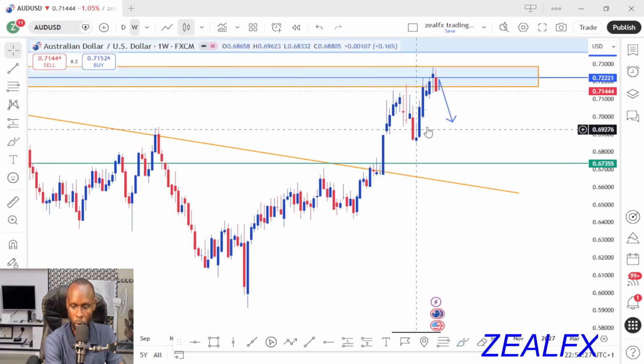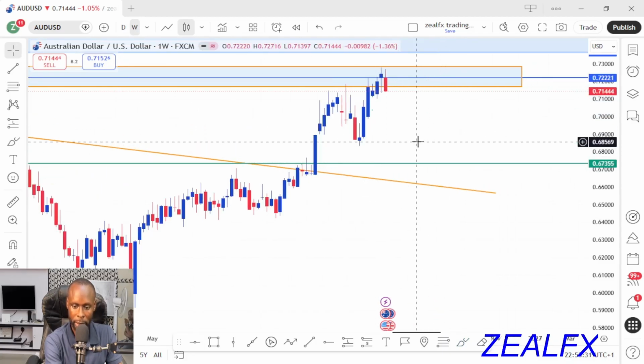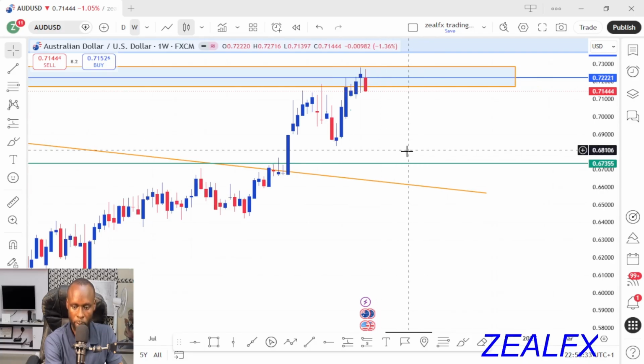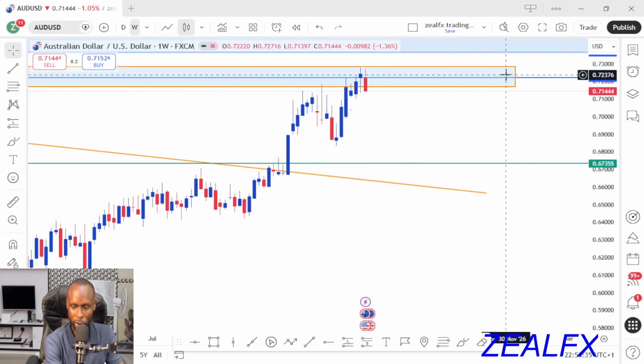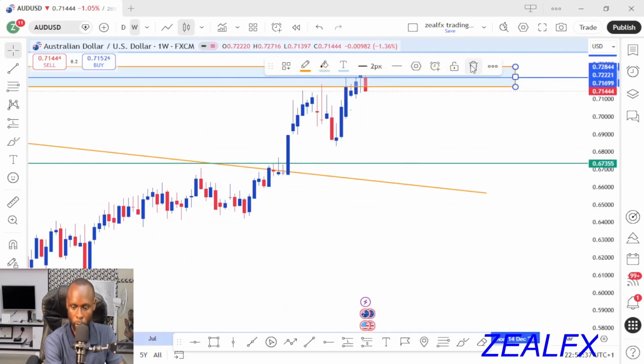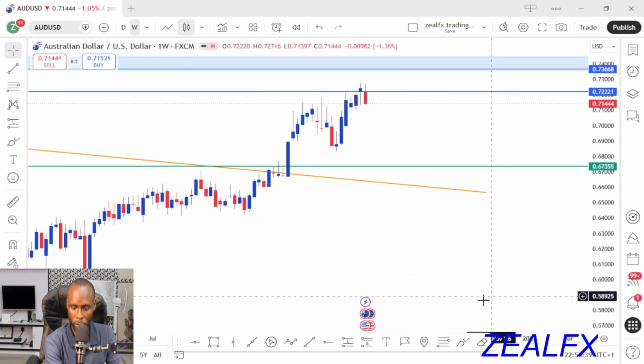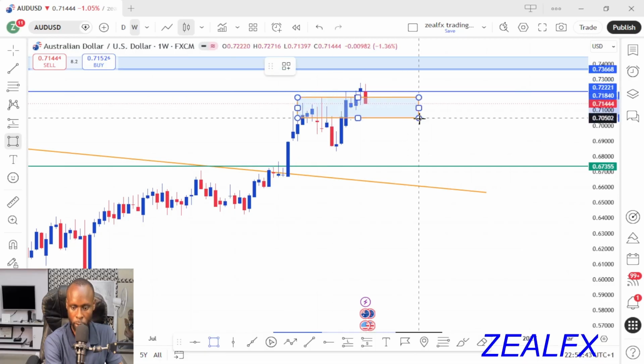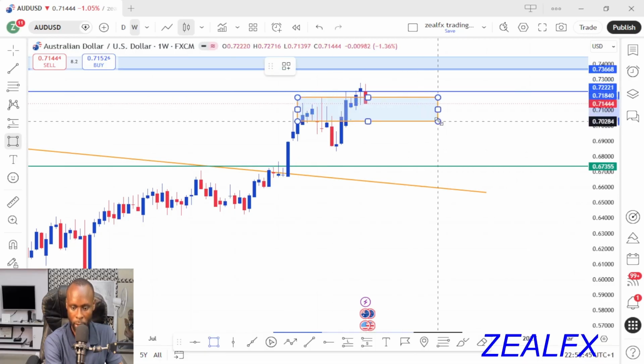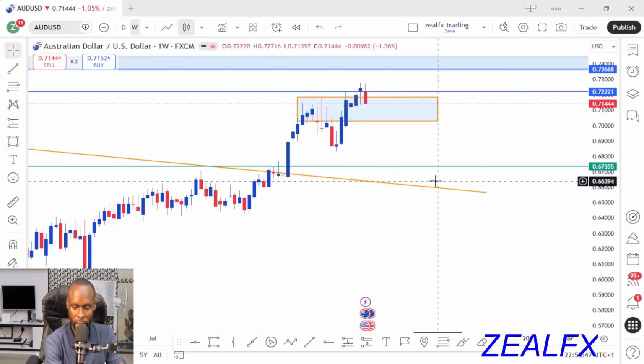So Australia USD on the weekly time frame still closes on a support level. We still have this zone as a support zone, which is this level. It still remains a support zone because price closed above it before. So for us to sell the Australia, we need price to come back to this resistance area.